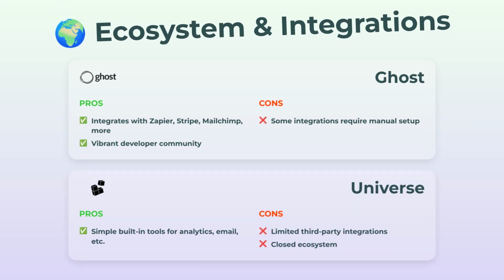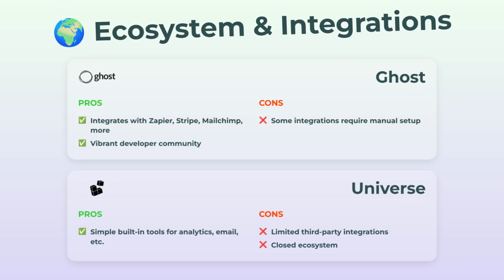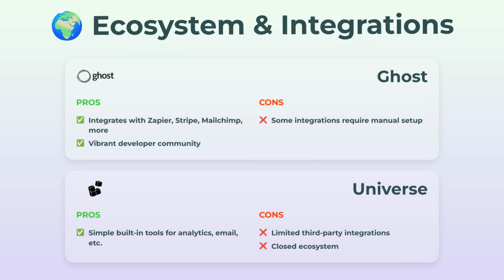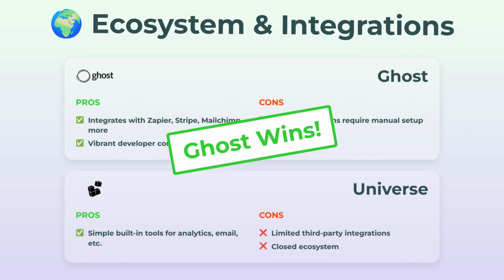Universe definitely keeps it simple with built-in analytics and email tools. But honestly, if you want third-party add-ons or have wild automation dreams, you're hitting some walls. The ecosystem is just much tighter. Ghost, no contest, wins here.